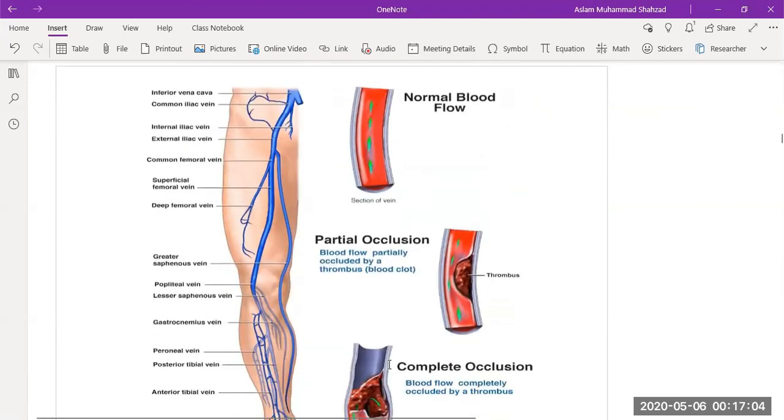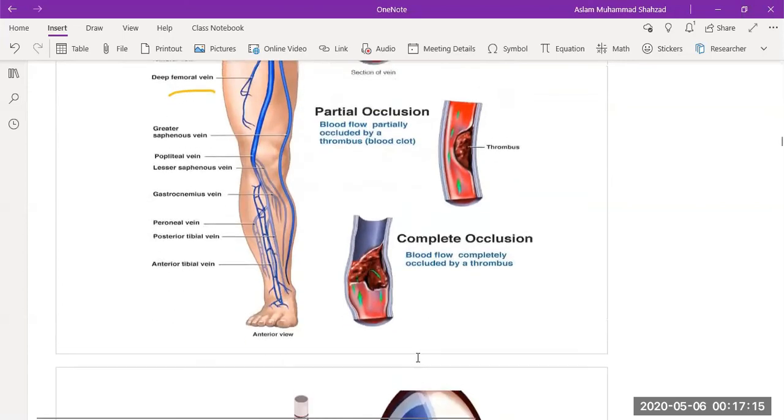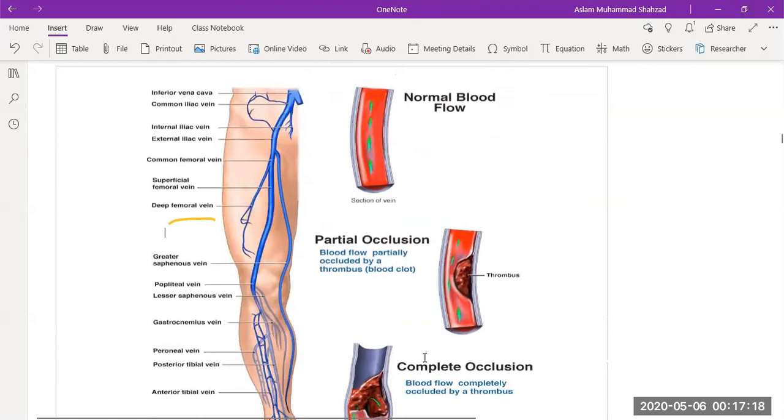So if this obstruction occurs in your deep veins, it can cause deep vein thrombosis. If it occurs in your arteries, it can cause arterial obstruction. And if you see, this is a normal flow, and this is a section of vein where the blood is flowing normally. When the thrombus is partially produced, it can block a partial section of the blood flow, and this can lead to partial occlusion.